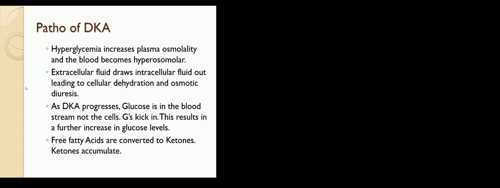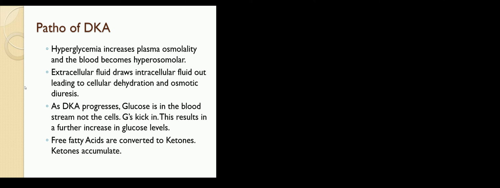Looking at the patho of DKA, hyperglycemia is what starts this cascade of unfortunate events. When you have hyperglycemia, you've got more blood sugar particles in the bloodstream at that time than you do fluid. Okay, so it's concentrated. So hyperglycemia increases your plasma osmolality. Okay, you got more particles, and the blood becomes hyperosmolar.